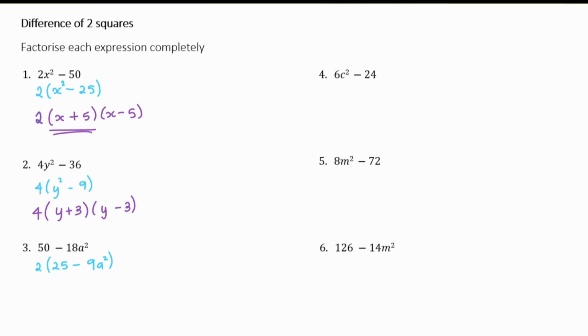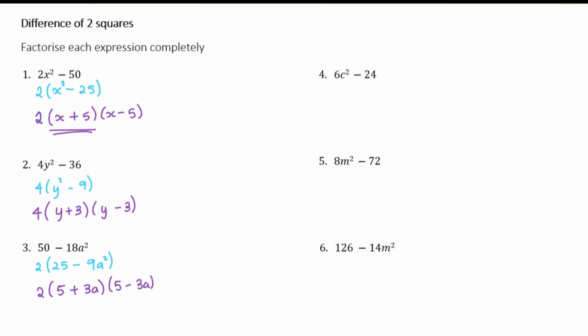Now inside the bracket, we notice that we've got a difference of 2 squares. So we could keep the 2 outside the bracket as it is. The square root of 25 is 5, so we are going to put 5. And the square root of 9a squared is 3a, so we are going to put 5 plus 3a for the first bracket and 5 minus 3a for the second bracket.